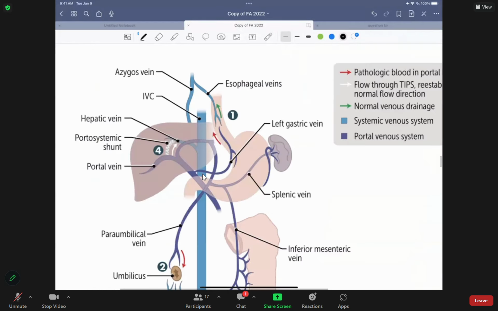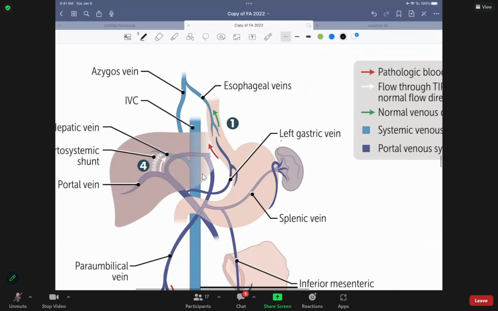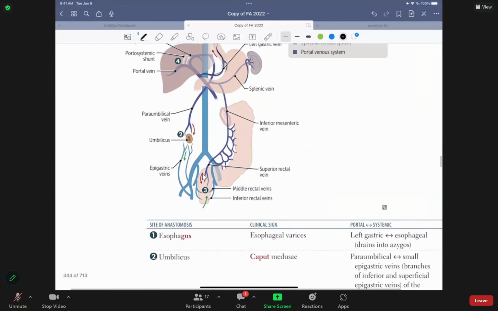If you look at this picture, look at this. This is that vein I was talking about. It's connecting to the lower esophageal area. So the patient has esophageal varices. So esophageal varices is a sign of portal hypertension. Is everybody clear, folks? The second connection we have is around the umbilicus.